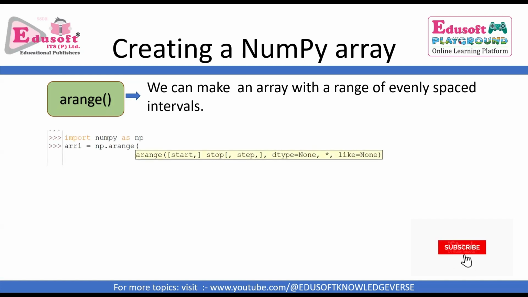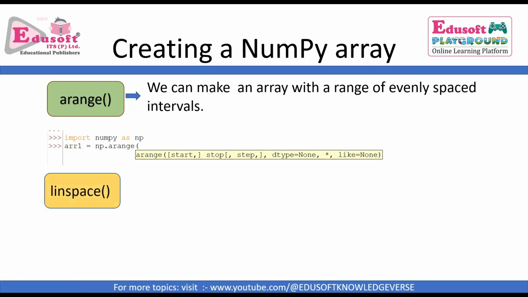array1 equal to np.arange. You can see the first argument as start, second argument as stop, and third argument as step. So I want to create an array between the range 0 to 100, and I want my array elements to have an interval of 2 between them. So how can I create this? For that, I have to pass 0 as start. Stop के लिए I have to pass 100, and for step I have to pass 2. So it will create an array having elements in the range between 0 to 100. Second one is linspace function.